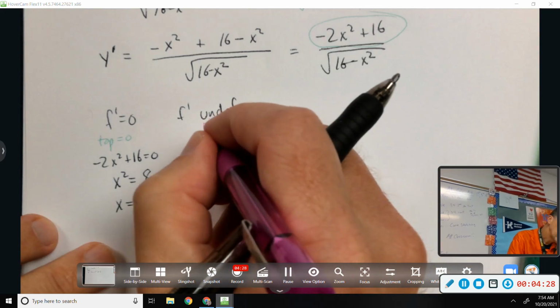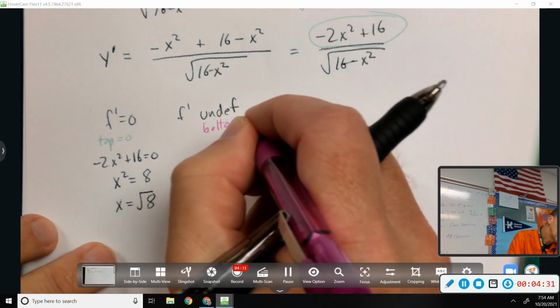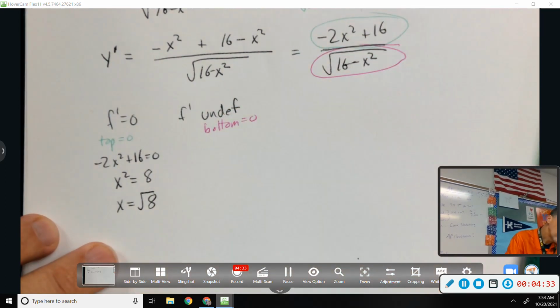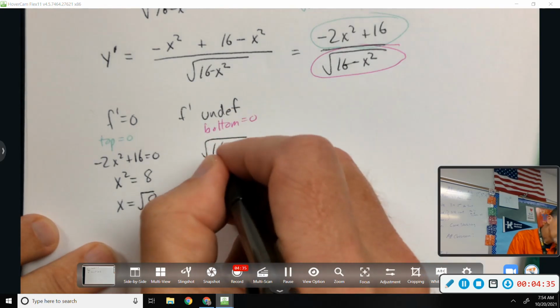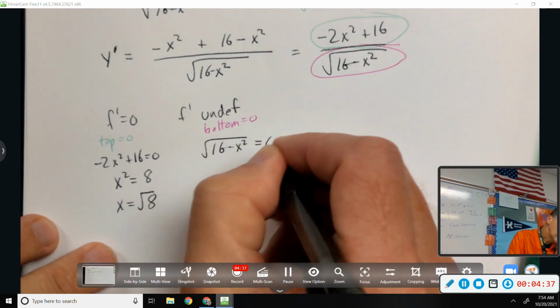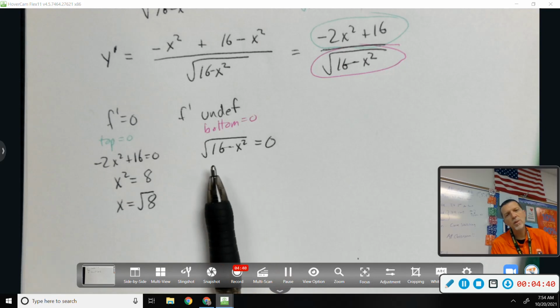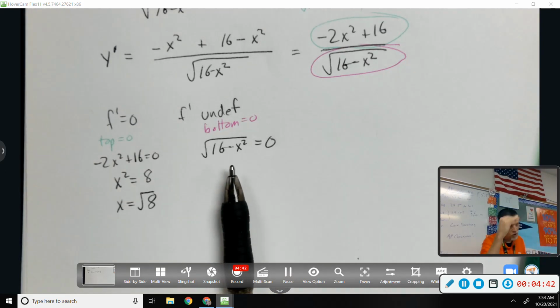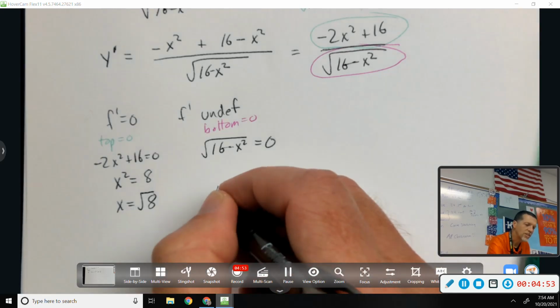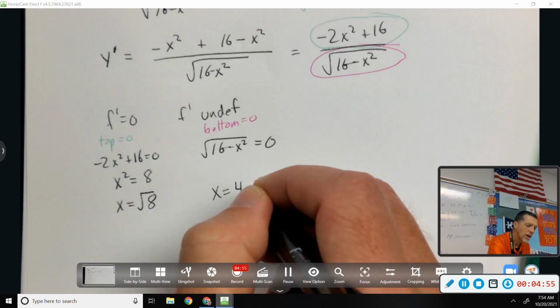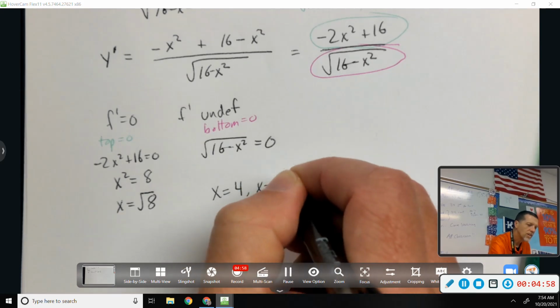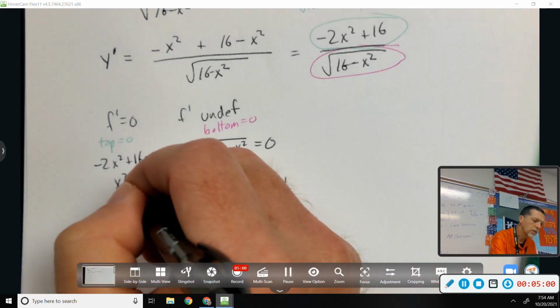F prime is undefined when the bottom is 0. That's one where some people would show all the algebra steps. Other people would just look at that and say, I know what makes that 0. And that's okay if you can do that. Like, what value of x would make that 0? Oh, except that's the trouble if you try to do it that way. Plus or minus 4. So you'd have to include both of them. Oh, and plus or minus square root 8.